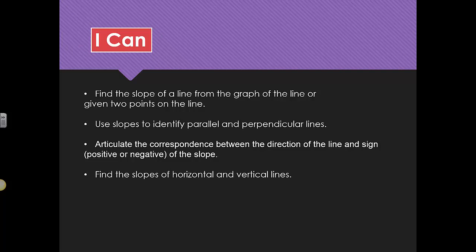By the end of this lesson, you should be able to say: I can find the slope of a line from the graph or from 2 points on the line. I can use slopes to identify parallel and perpendicular lines. I can articulate the correspondence between the direction of the line and the sign of the slope, whether it's positive or negative. And I can find the slopes of horizontal and vertical lines.